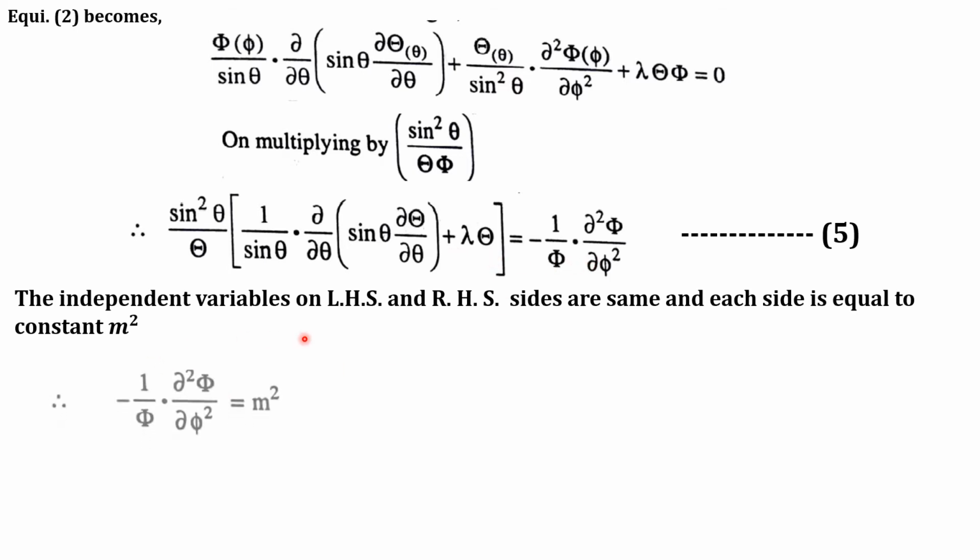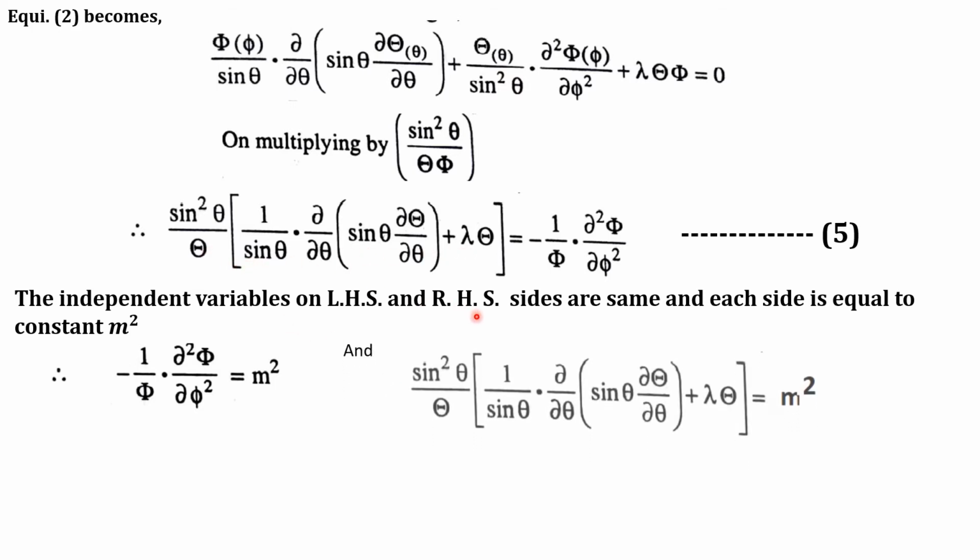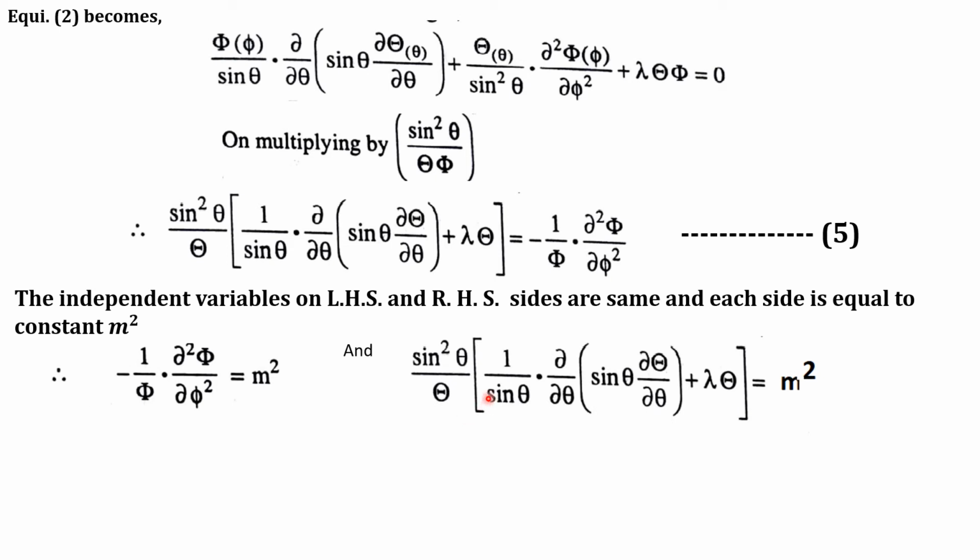Hence, we write the two equations separately. First, −1/Φ ∂²Φ/∂φ² = m². Second, sin²θ/Θ [1/sinθ ∂/∂θ (sinθ ∂Θ/∂θ) + λΘ] = m². We say this is the next equation, number 6.